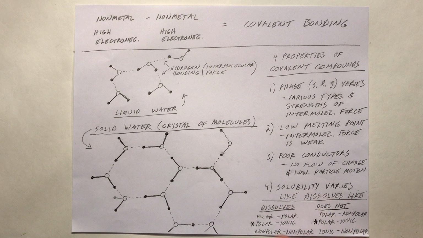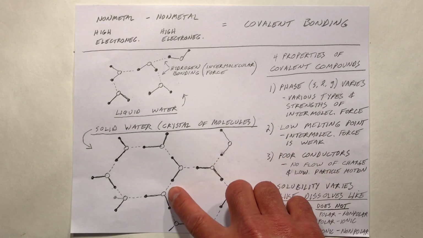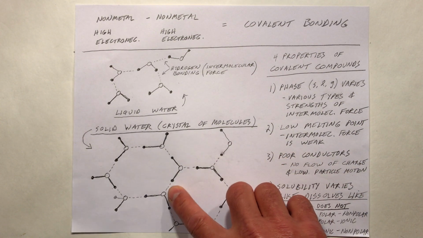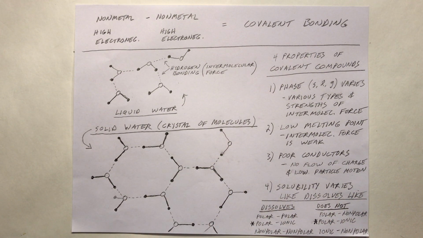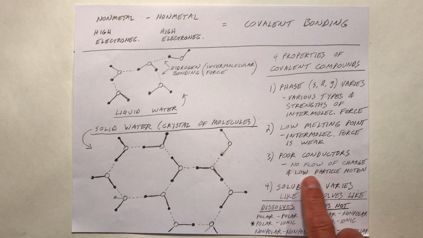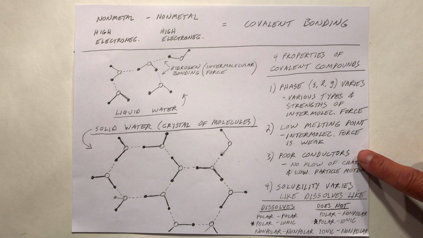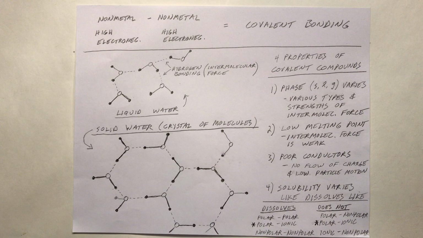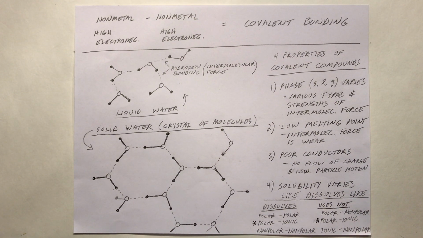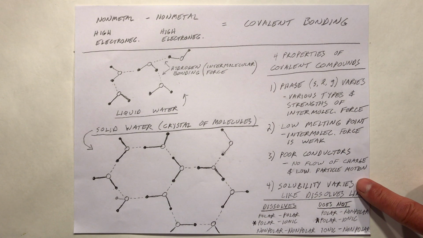And then also, intermolecular forces can dampen any kind of transfer of vibration between the particles. As a result of intermolecular forces between the molecules, we would see low particle motion and poor thermal conductivity. So in general, we can say covalent compounds are poor conductors. Now, in terms of solubility, our fourth property is that solubility varies.